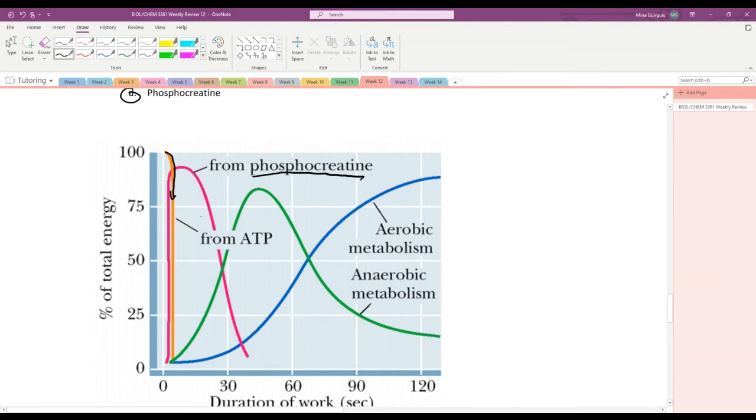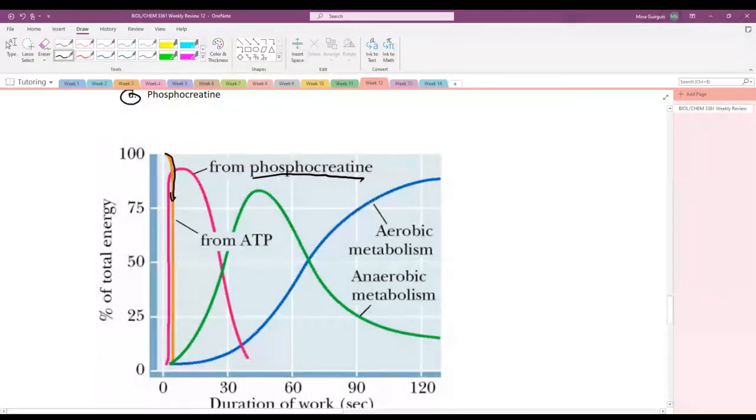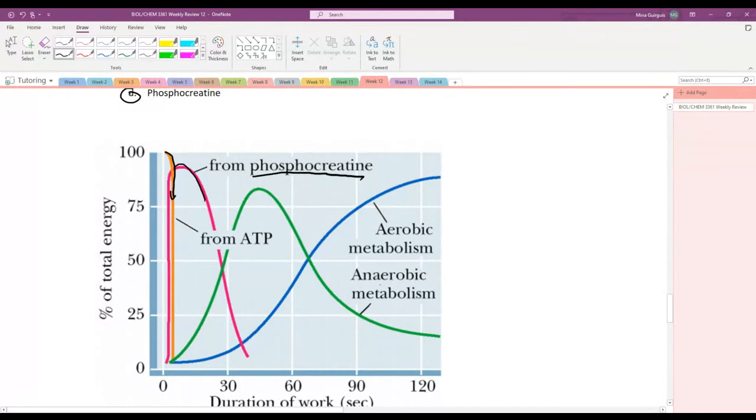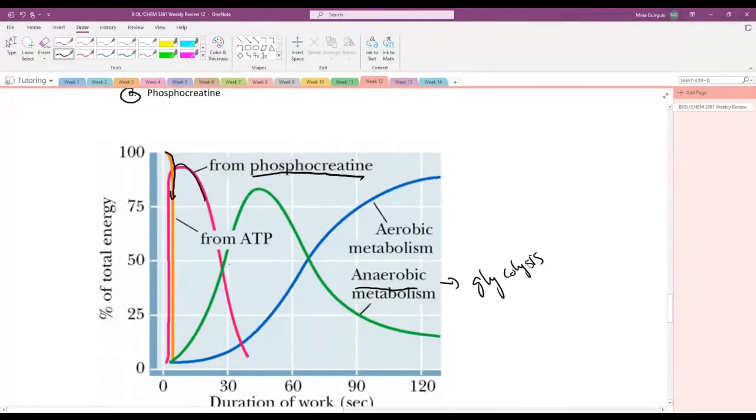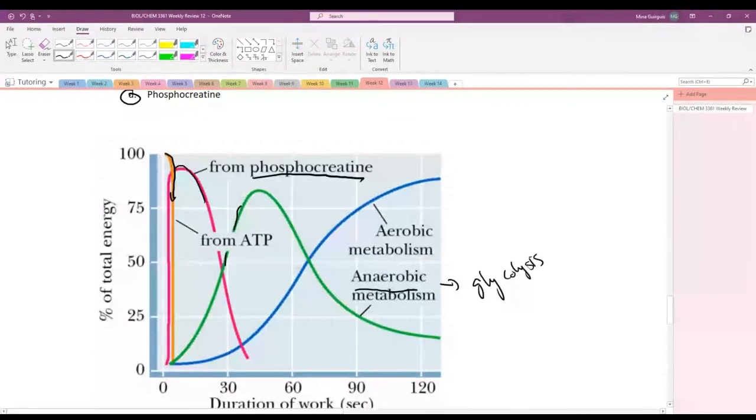So you have a little bit of ATP floating around in the body, or in the muscles, I should say. The rest of your energy comes from phosphocreatine for a little bit, and then it switches over to anaerobic metabolism. So what is anaerobic metabolism? Remember that glycolysis is an anaerobic process. So glucose takes over, glycolysis takes over.